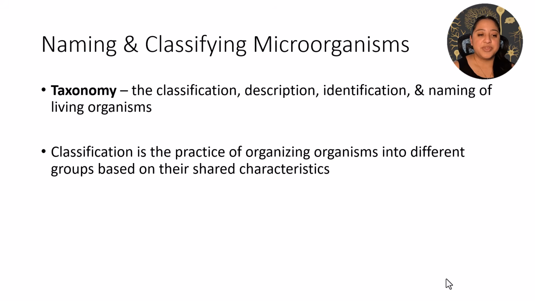Taxonomy is the field that involves the classification, description, identification, and naming of all living organisms, living and from the past. So it's about categorizing and organizing all these different organisms. Classification is the practice of organizing these organisms into different groups based on their shared characteristics. For example, we're mammals because we have hair and mammary glands and we give birth to live young instead of eggs. So based on such things, we can put them in a category.